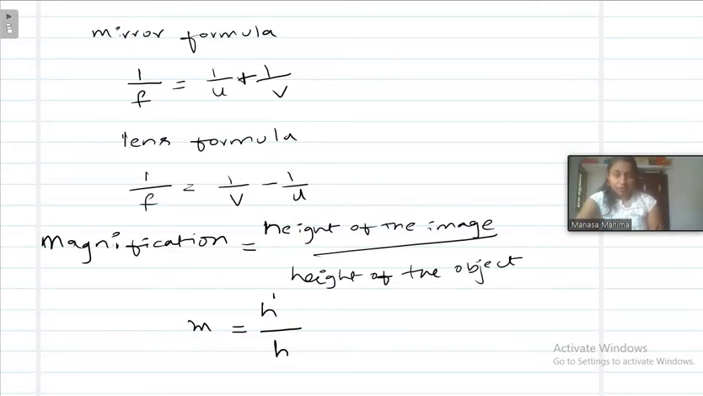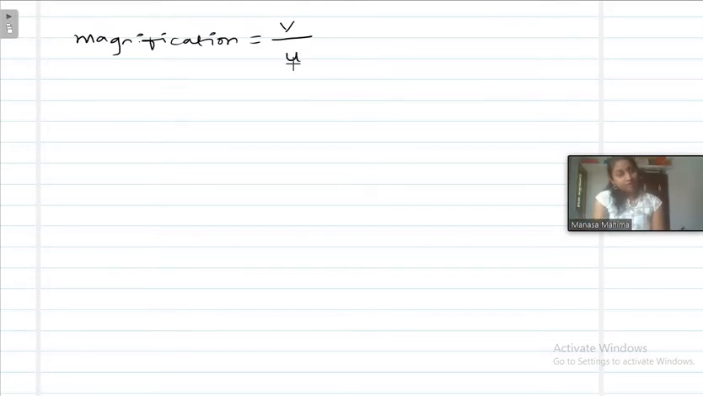Okay, so if I define the magnification in terms of u and v, the object distance and the image distance, how can you write that? This is equal to v by u. But in the case of mirrors, you will get the negative sign, minus v by u, correct? But in the case of lenses, you have to take the formula as v by u. Okay, all these formulas you have to keep in mind for solving the problems.